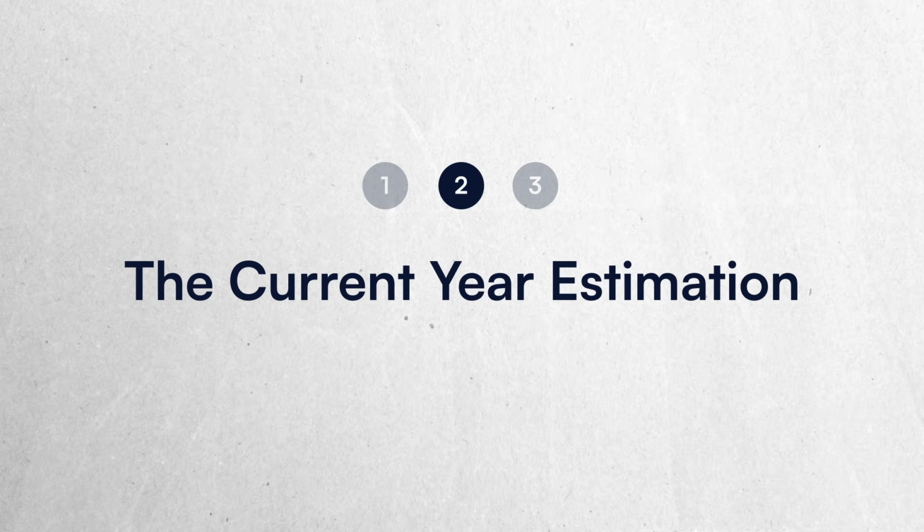Method number 2 is called the current year estimation. This is going to be the most accurate method to calculate quarterly taxes. This is the method that I also like to call the pay what you actually owe method. And this requires more work, but can save you money.